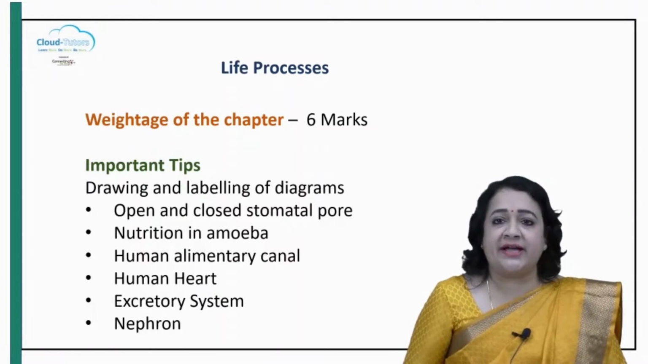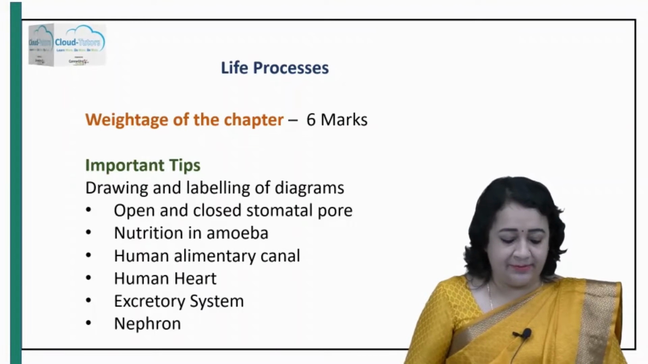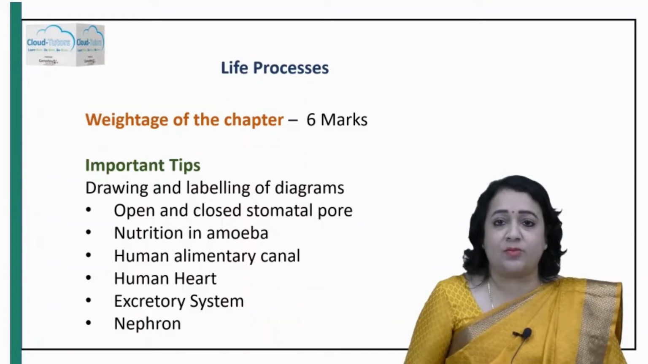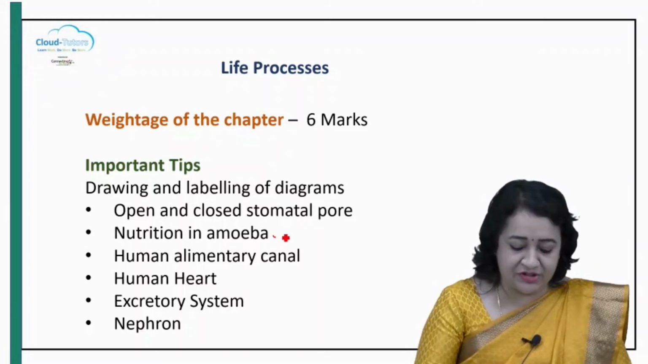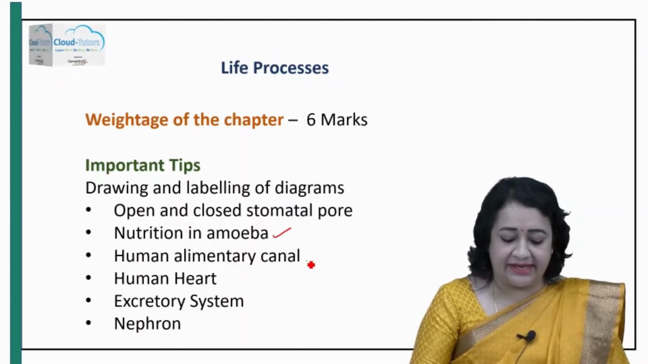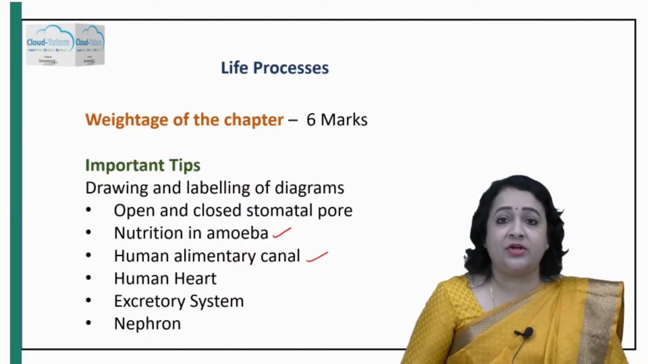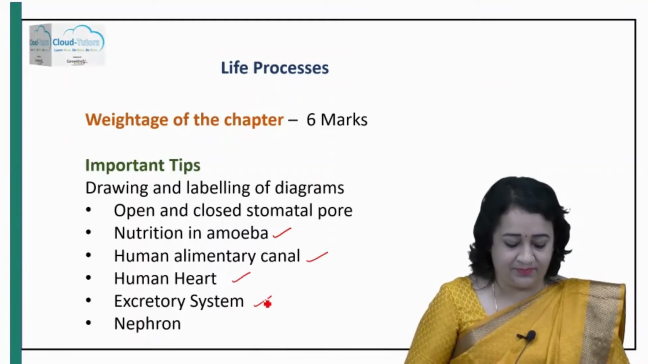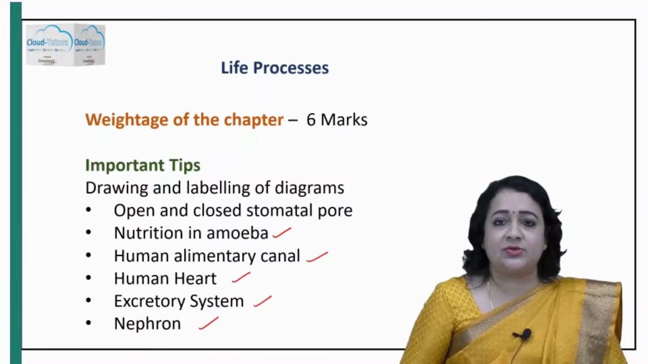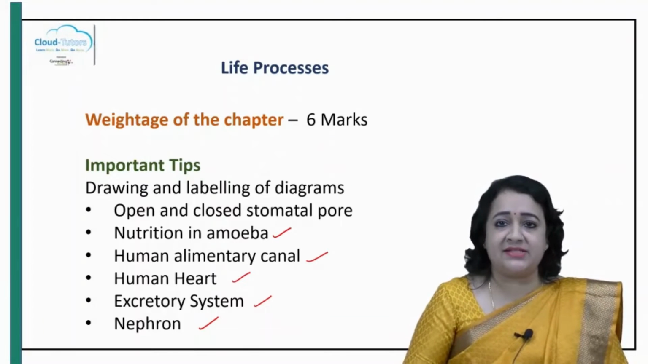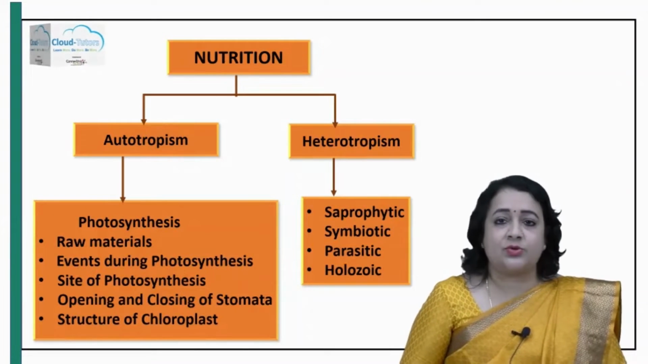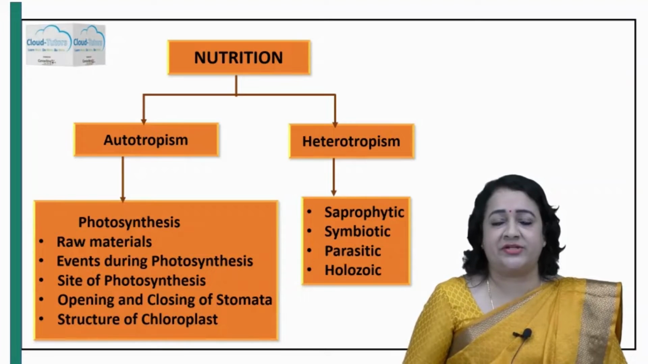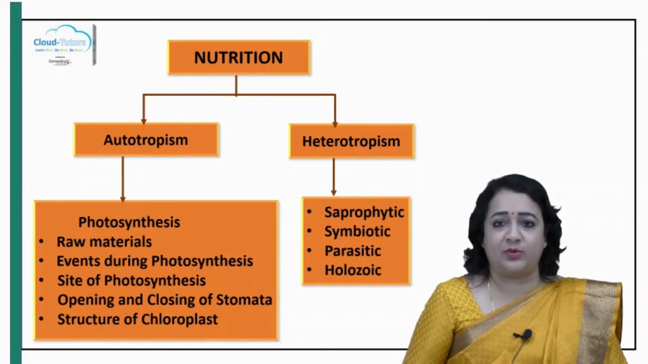So, which diagrams can appear from this chapter? Open and closed stomatal pore, nutrition in amoeba, human alimentary canal, human heart, excretory system, nephron. So these diagrams can come from this chapter. So today's topic is nutrition from the chapter Life Processes.